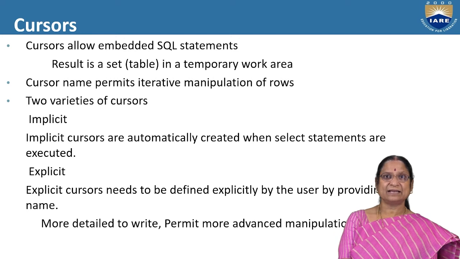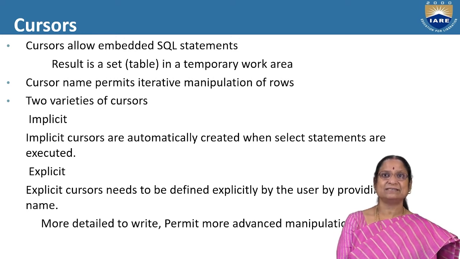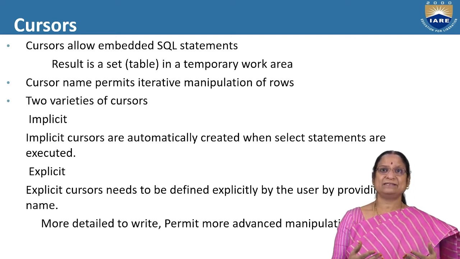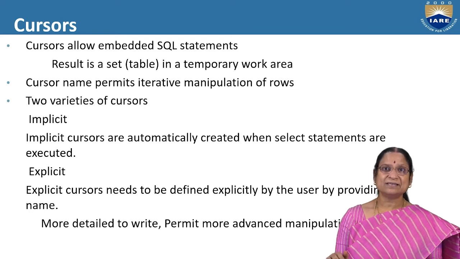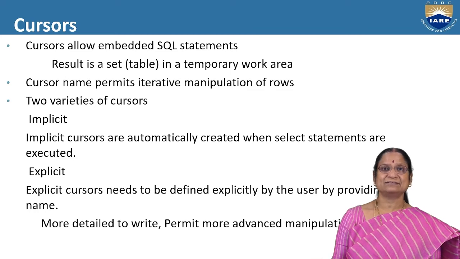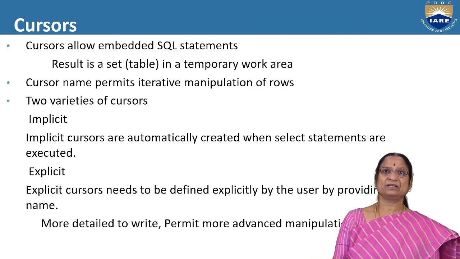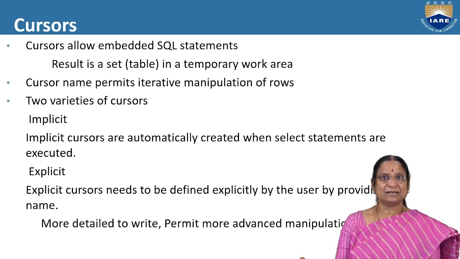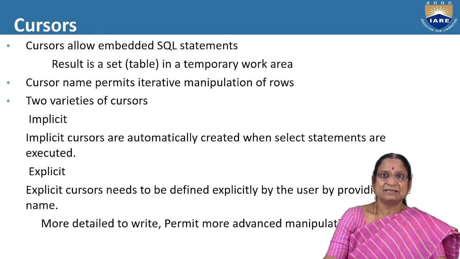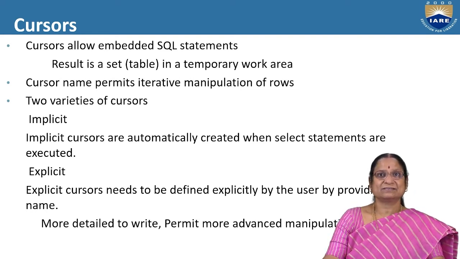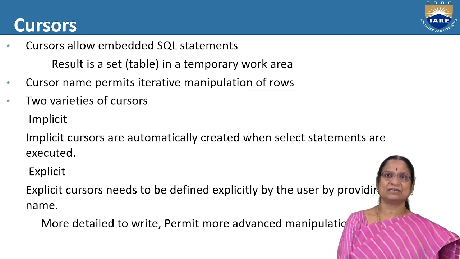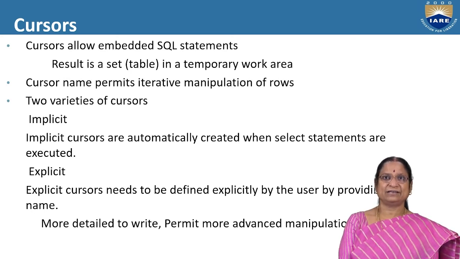So the cursors are of two types, implicit cursors and explicit cursors. Implicit cursors are automatically created when select statements are executed. Whenever we use a select statement, the result will be stored in an implicit cursor, by the system itself. The same name is used. When the next select statement is executed, the result of the recent one will be stored in that particular implicit cursor. So we cannot manage it by accessing the data the way we want, and the recent data will be stored in that.